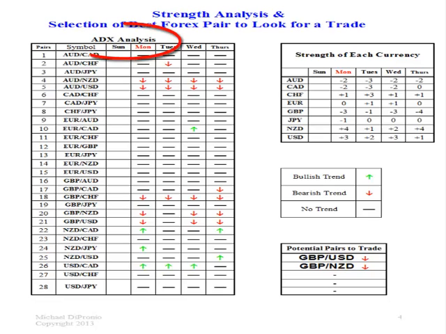In the table on the left, we'll make a notation when a pair has a green ADX. If the ADX is red, there isn't a trend, so we'll just put a dash. If the trend is bullish, this means the price is increasing, and we put a green up arrow. If the trend is bearish, it means the price is decreasing, and we put a red down arrow.